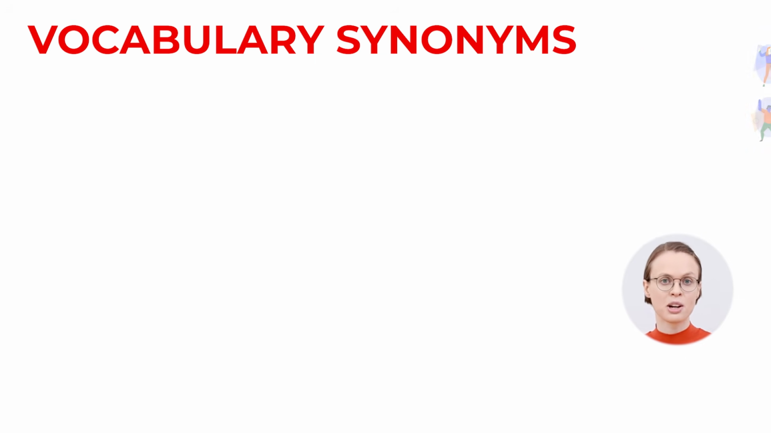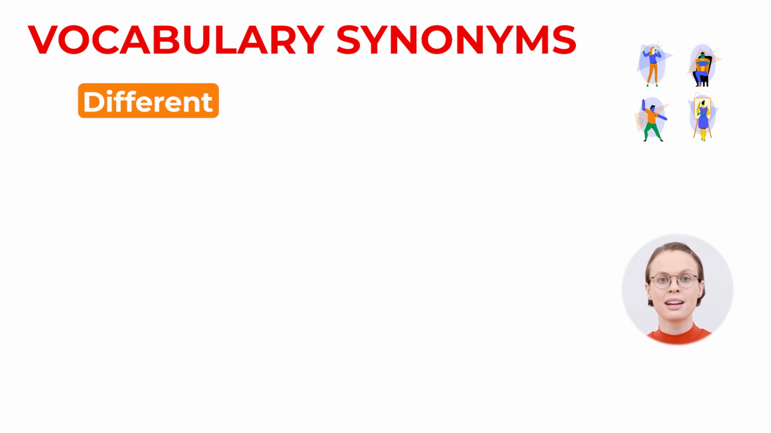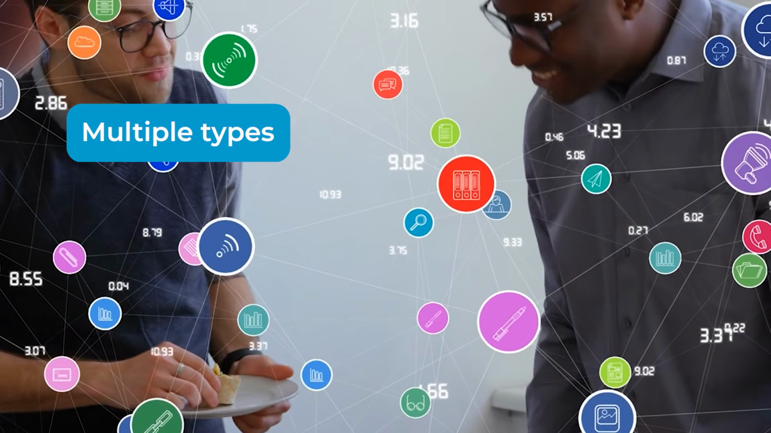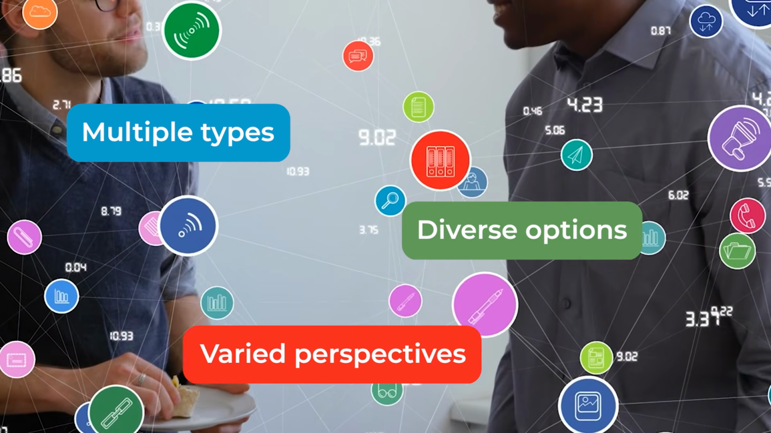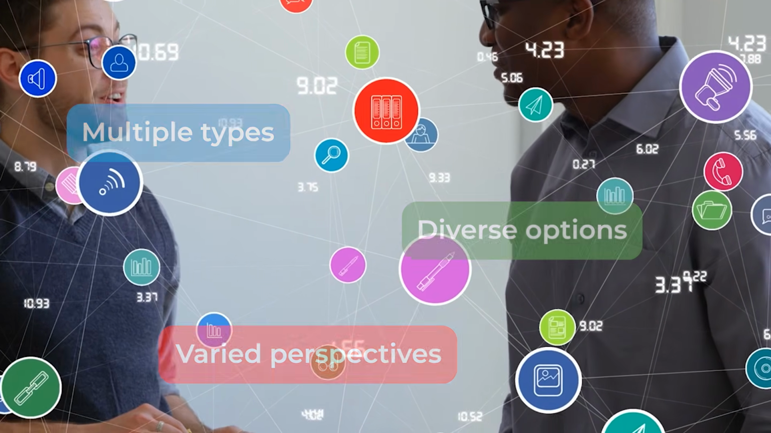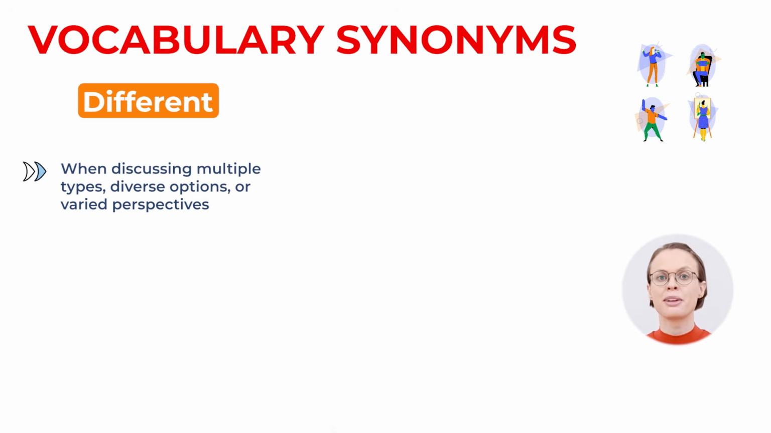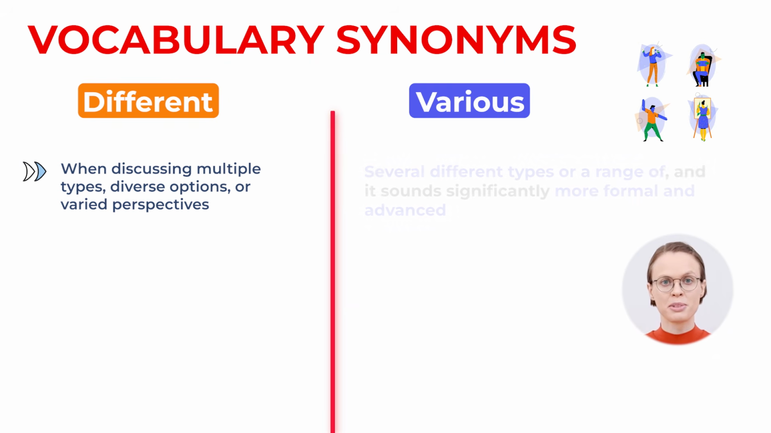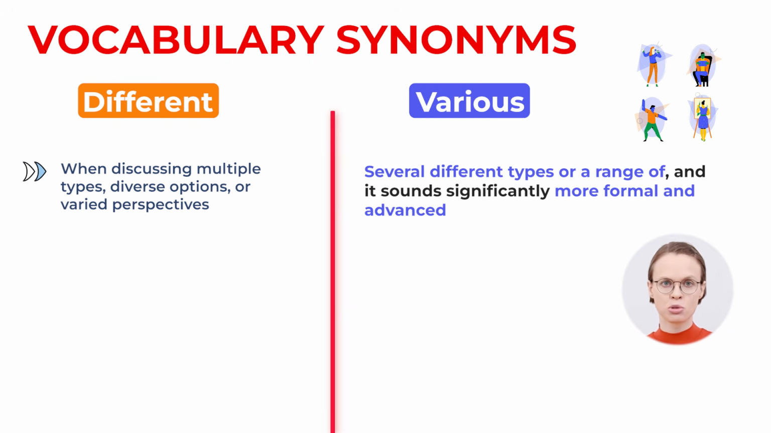Another extremely common word is different, which appears constantly when discussing multiple types, diverse options, or varied perspectives. Everyone says different ways or different people. A sophisticated alternative is various. This word means several different types or range of, and it sounds significantly more formal and advanced.